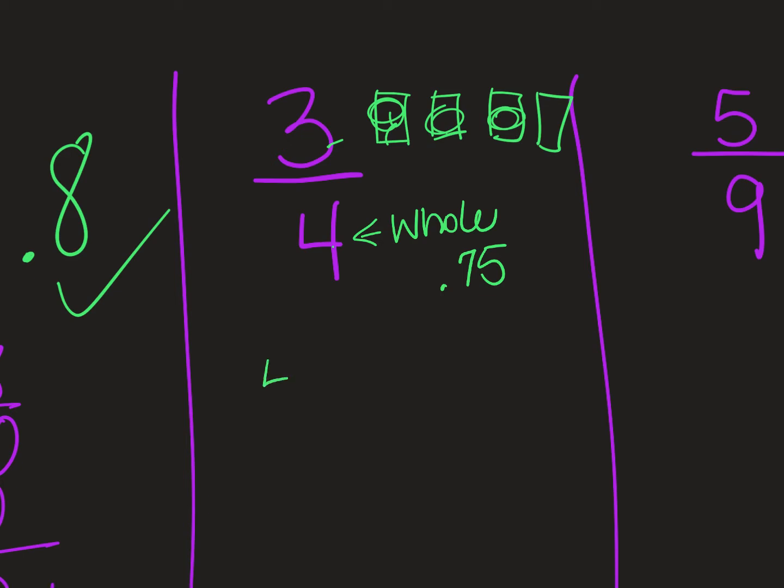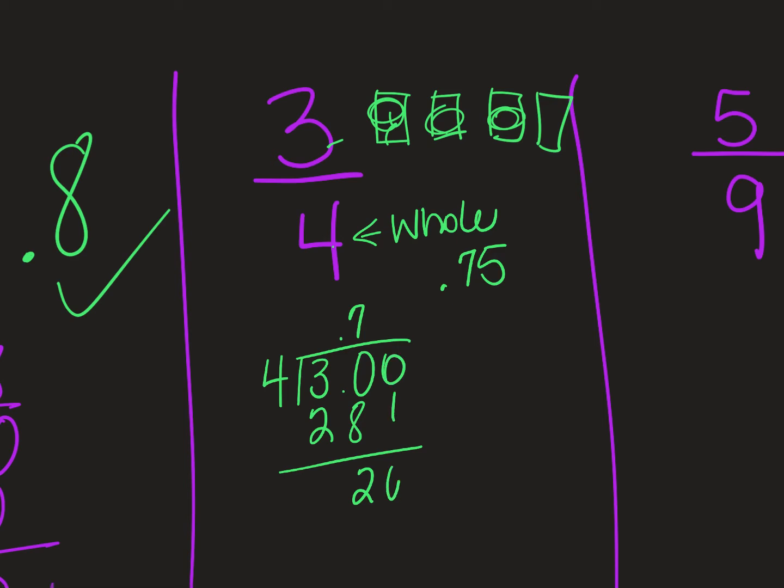Or you can divide it. But I think that this is one that when you see it, you will automatically know 3/4 equals 0.75 or 75%. Annex a 0. 4 times 5 is 20. Minus 20 gives you 0. And so your answer is 0.75.